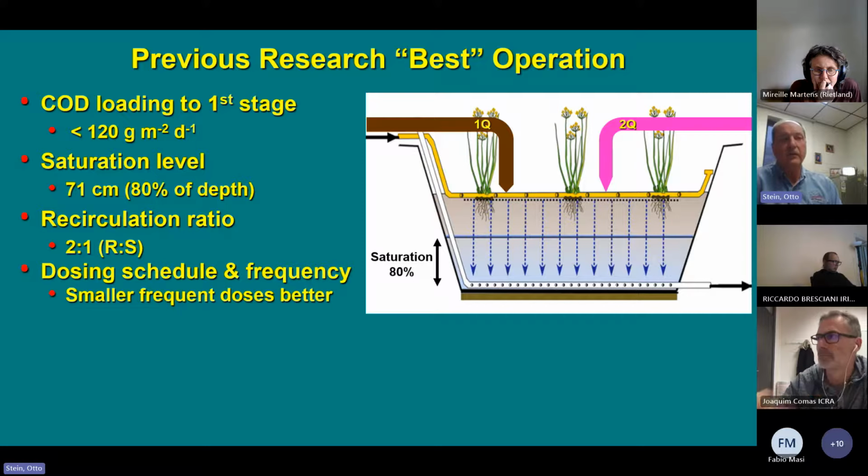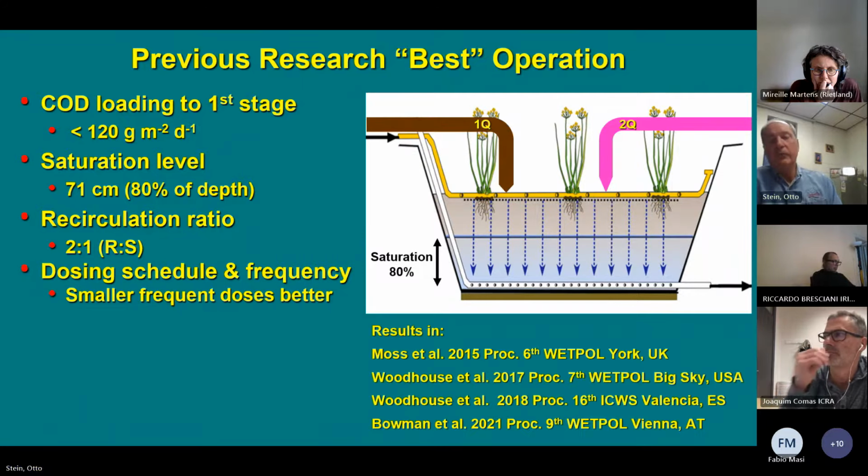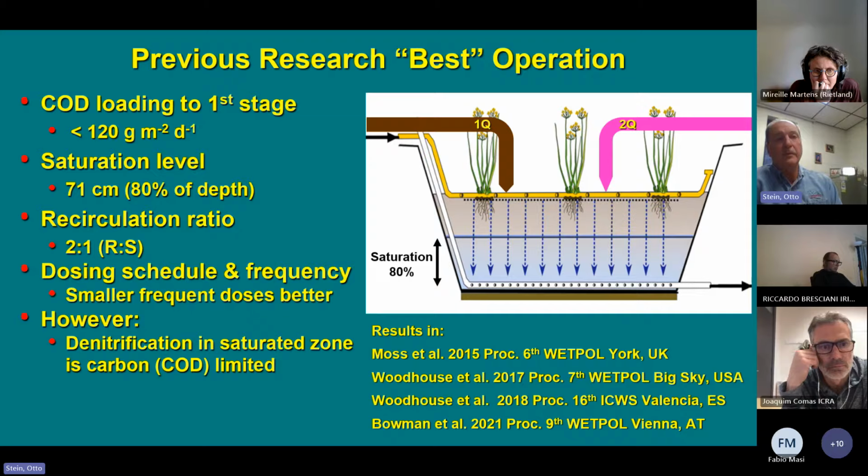What we found was that smaller frequent doses seemed to be better. You could see some of the results in this and some previous work that we've published. Again, this is all from the pilot system. But one of the things that was very clear is that even when we've optimized these other things, we could probably get better TN removal if we could somehow get more carbon down into that saturated zone at the bottom, and that we're carbon limited in the denitrification zone.